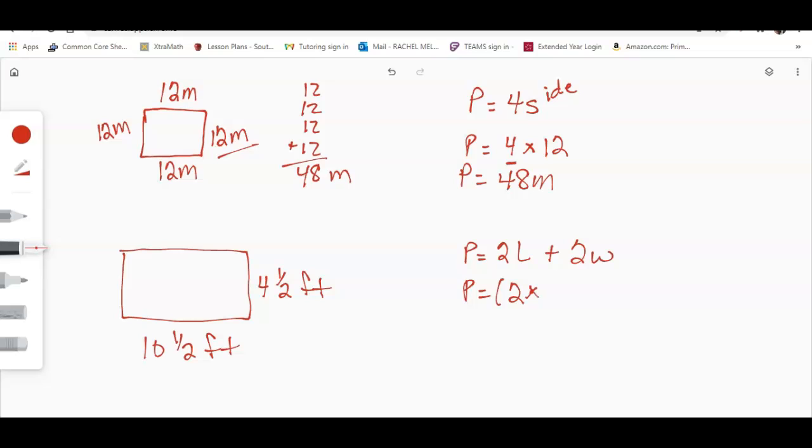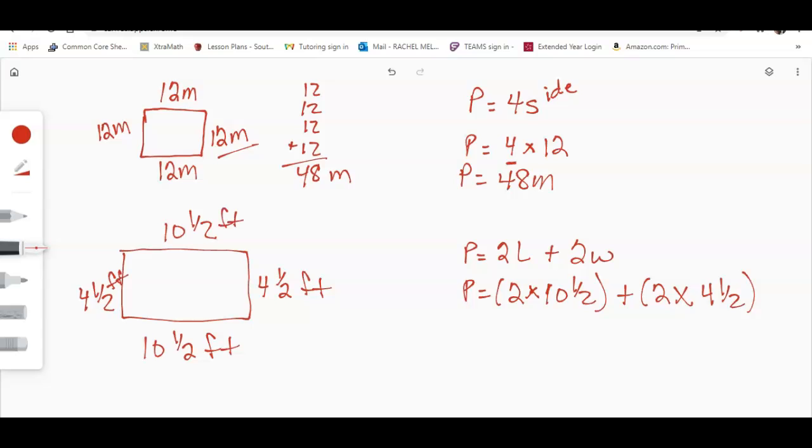So 2 times the length is 10.5 feet. 10.5 plus 2 times 4.5. Okay, if that is too confusing to you, I totally understand that. Okay, let's just use I can add up all the sides. Okay, so if this is 10.5, this is also 10.5. And if this is 4.5, this side is 4.5.